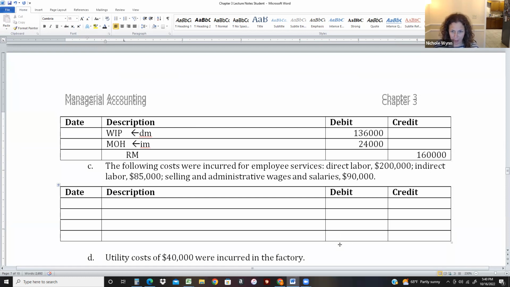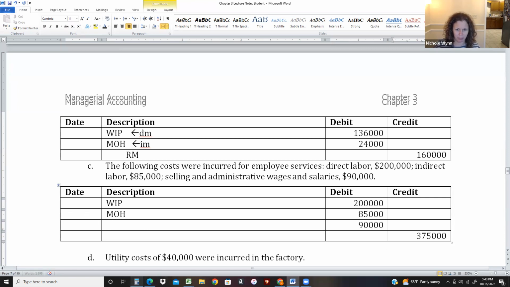So the next one is labor. Direct labor will go in WIP. Three things go in WIP: direct material, direct labor, overhead applied. So direct labor will go in WIP, and direct labor is 200,000. Indirect labor, all indirect costs go in MOH. Indirect labor is 85. Those are supervisors. And then selling and admin labor is 90 for a total of 375, I believe.